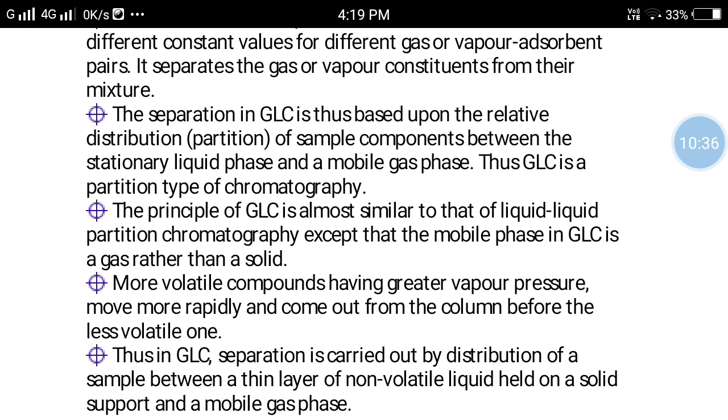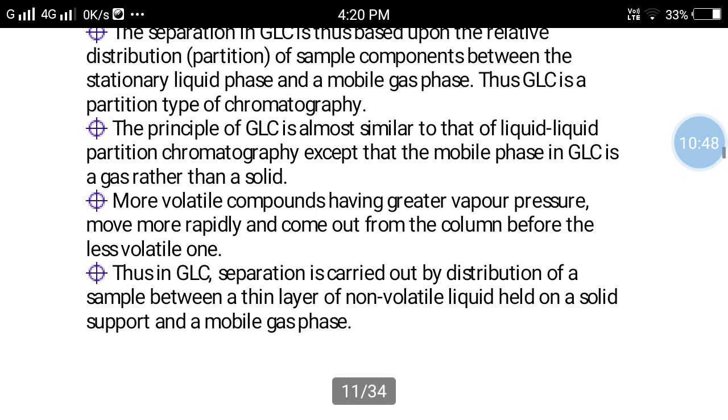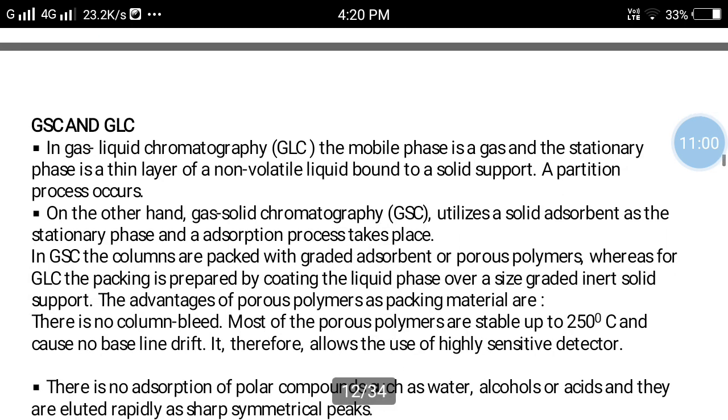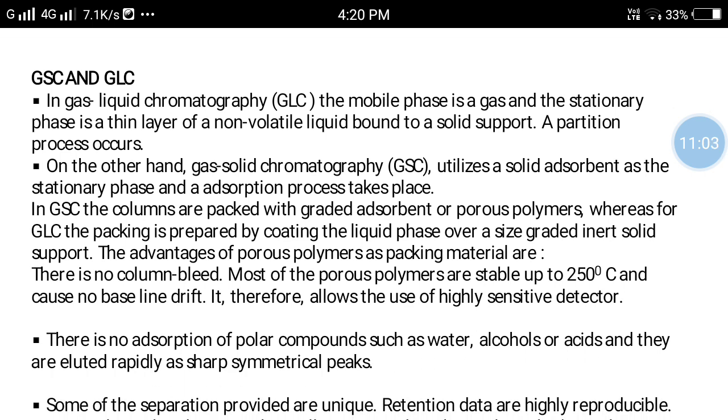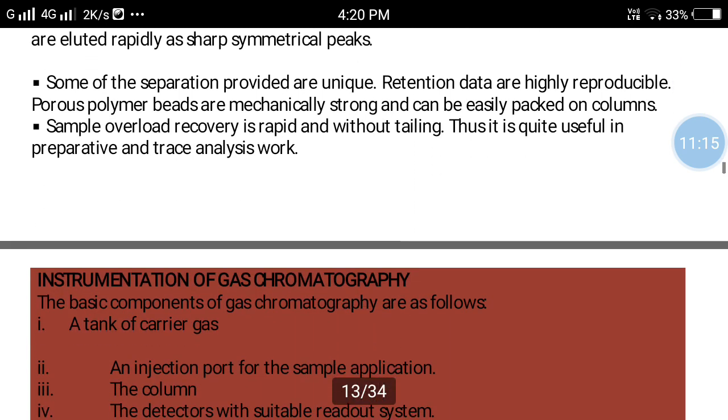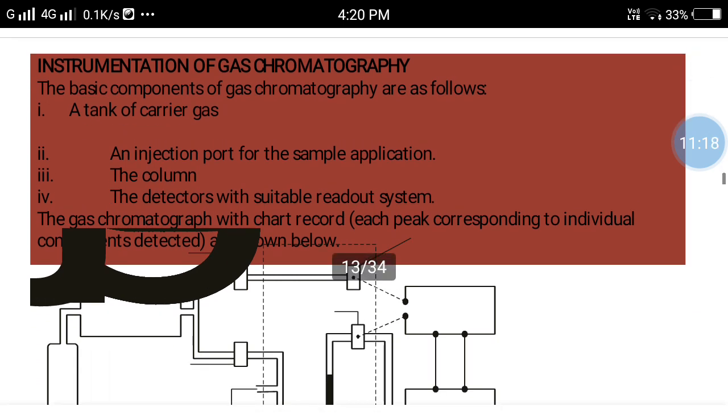More volatile compounds having the greater vapor pressure move more rapidly and come out from the column before the less volatile ones. Thus, GLC separation is carried out by distribution of a sample between a thin layer of non-volatile liquid held on the solid support and the mobile gas phase. The GSC and GLC are differentiated on their stationary phase, mobile phase, adsorbing capacity, and partition capacity. Therefore, this chromatography is of two types.